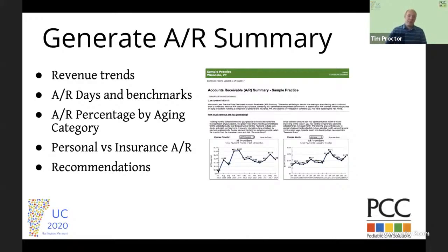AR days and benchmarks, AR percentage by aging category. So what percentage of your AR is current, 30 to 60, 60 to 90 and so forth. What percentage is personal versus insurance and other recommendations as well.